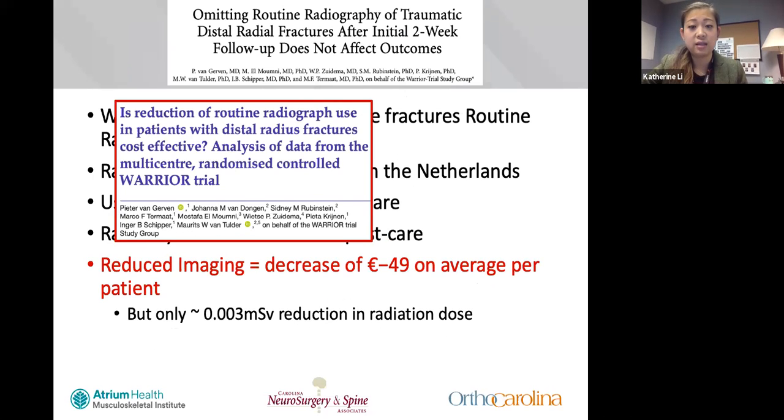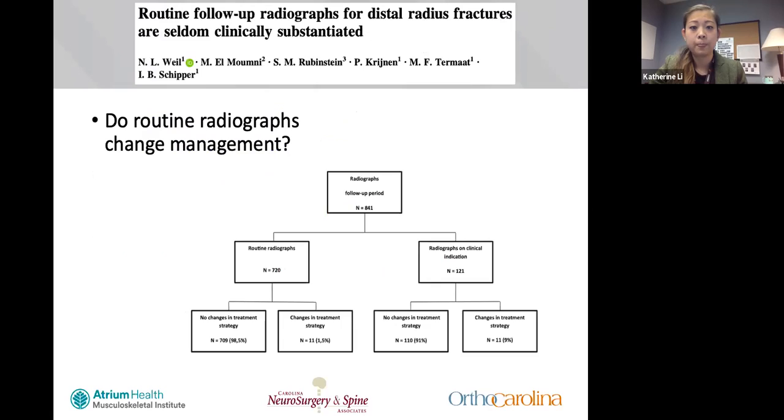In an adjunct study, they found that this saved each patient about 49 euros, and with an incidence of 55,000 distal radius fractures per year, that was about $3 million in savings for the government.